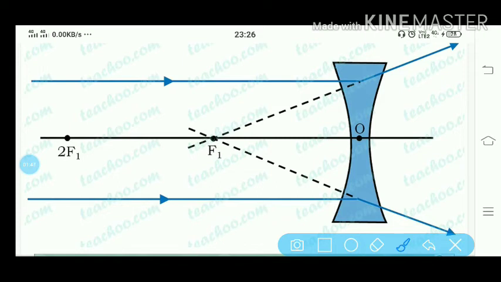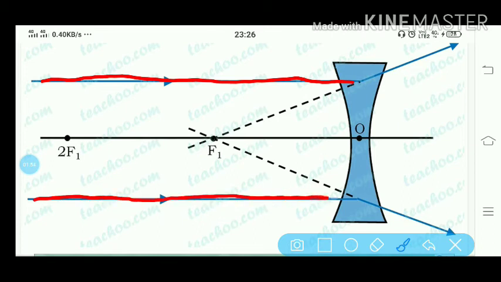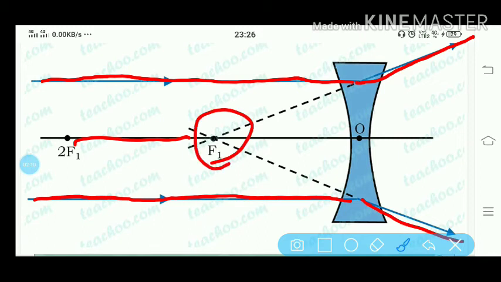Here we have two rays, one ray parallel to the principal axis, and this is the second ray which is also parallel to the principal axis. This is our principal axis. Now, after refraction, this ray diverges and this also diverges. So, when we extend them on the other side, they meet at this point. Hence, we will get a virtual, erect and highly diminished image.